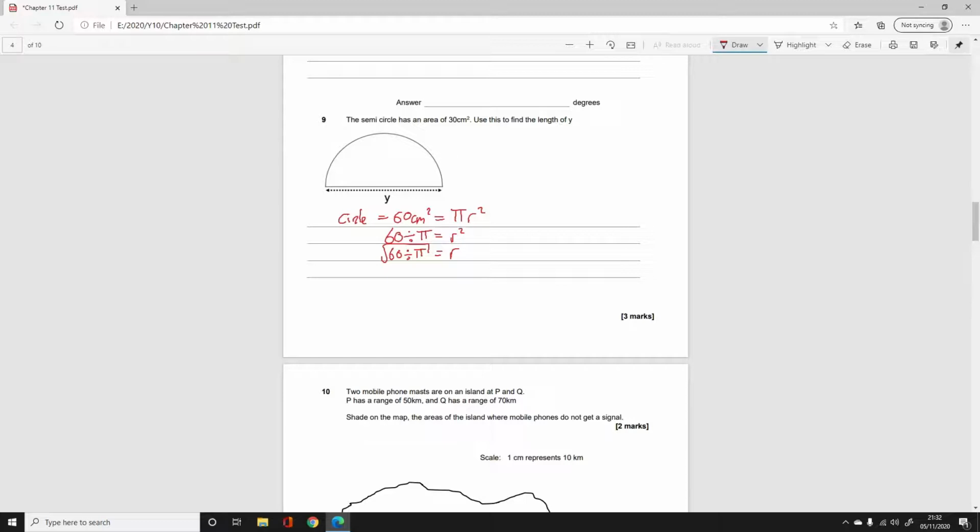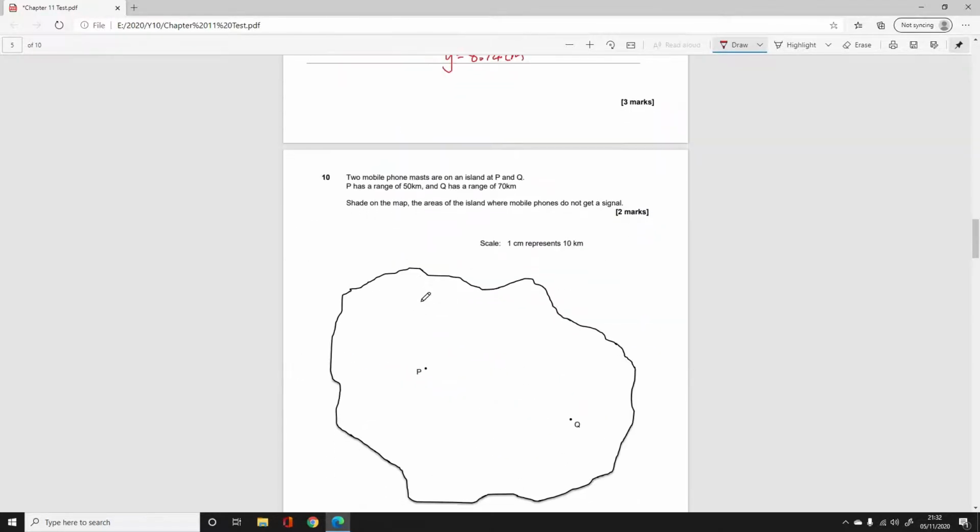we get that the radius of that circle is 4.37, but we don't want the radius of the circle, we want y, and y is the diameter of the circle, so we will double that and get that y is 8.74 centimeters. We should include some units.